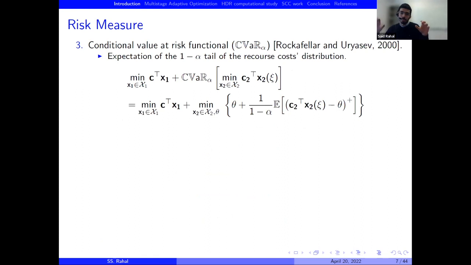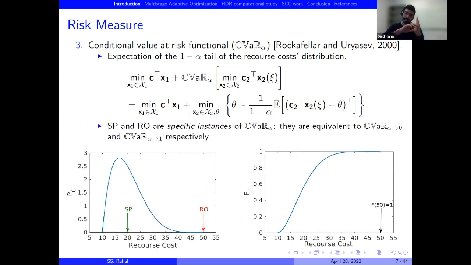Conditional value at risk provides a trade-off between these two extremes. It first appeared in the financial industry, and you can see why that is the case. If you use SP, you are unaware of the extreme cases, which is not that good. And RO is very conservative, not good for investments. And basically, what does it do? It is based on a parameter alpha, which dictates the tail of a distribution, or basically your worst case scenario, and it minimizes the expectation of that tail. SP and RO are special instances of conditional value at risk, where in the first case, for SP, alpha is equal to 0. So the tail is the entire distribution, and alpha equal to 1 is the tip.